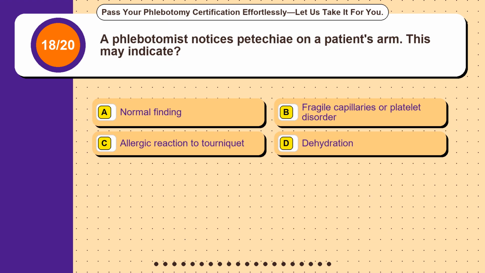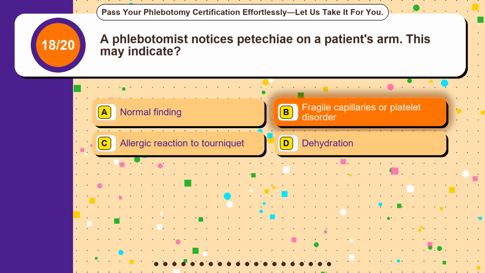Question 18. A phlebotomist notices petechiae on a patient's arm. This may indicate: option A, normal finding; option B, fragile capillaries or platelet disorder; option C, allergic reaction to tourniquet; option D, dehydration. The correct answer is option B, fragile capillaries or platelet disorder.